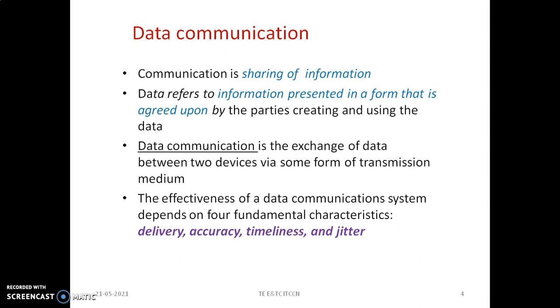Now, when we design the data communication system, how can our system be more effective, which are the parameters that decide this? Four fundamental characteristics of the data communication system are delivery, accuracy, timeliness and jitter. So shared information should be delivered to the correct destination, and the information should be accurate. Timeliness indicates it is to be delivered at the correct time. Delayed reception of information is of no use.